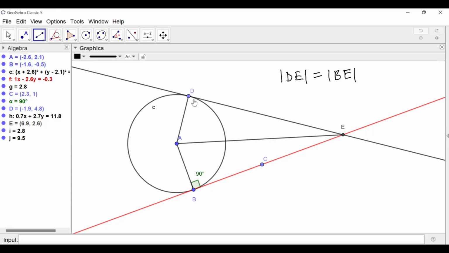But don't forget that we said before that the radius is perpendicular to the tangent. That is, the angle between the radius and the tangent is 90. So that means if I also look at the angle here, let's say angle ADE, it still gives me 90 degrees, right? So we have this.